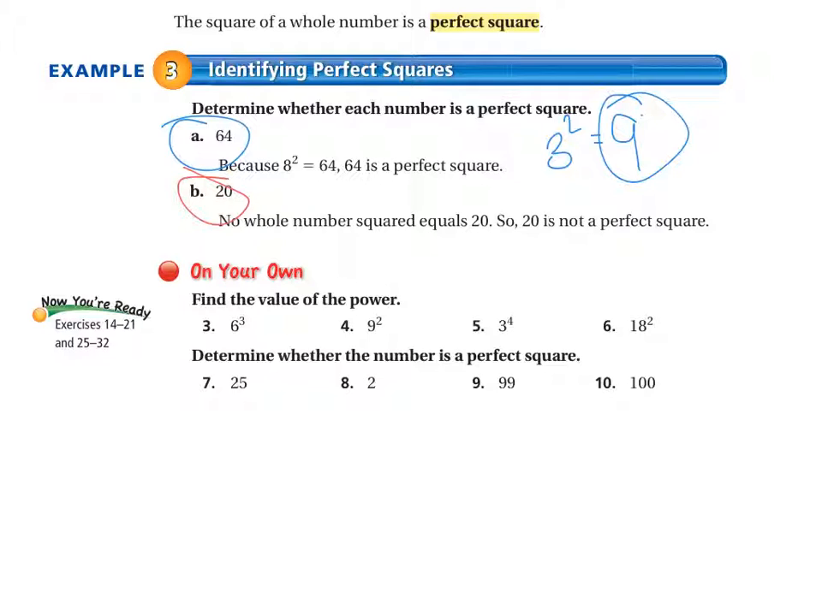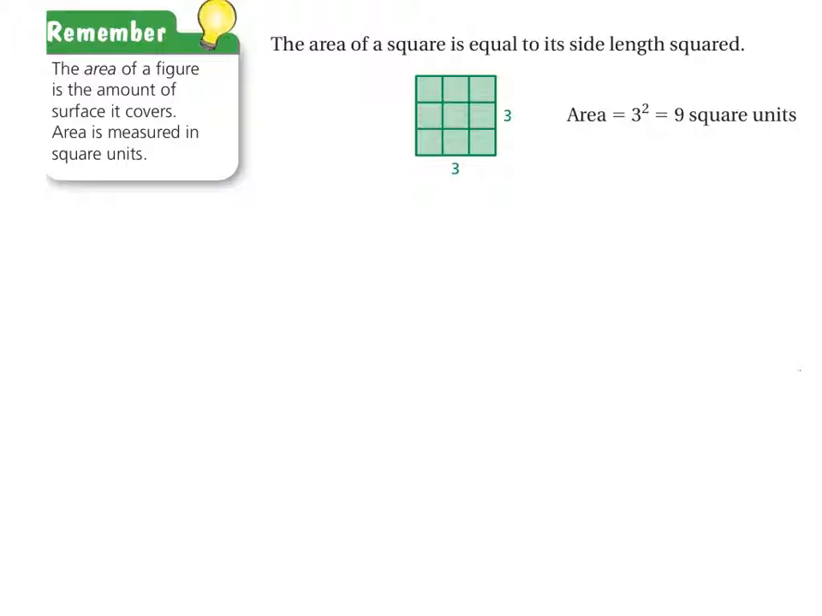So what I'd like you to do now, again, is go ahead and pause. Try these examples at the bottom of the page. Go ahead and write them all out. On 3 through 6, you're supposed to solve like we did in example 2, and then in 7 through 10, you're supposed to tell whether it's a perfect square or not, like we just did in example 3. This is also in your textbook, you guys.